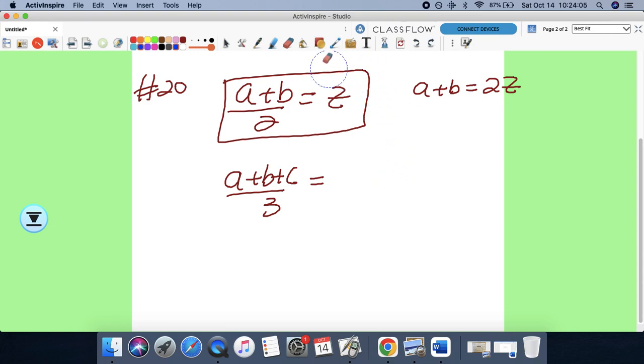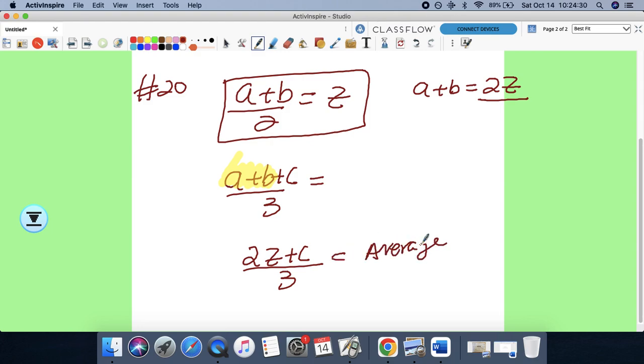Well, okay, I see that they have a Z. So what I can do is, guys, if you think about it, let me highlight this. I can take this, A and B, and replace it with 2Z that I got from the first equation. So I get 2Z plus C over 3 is the average. And that is H.